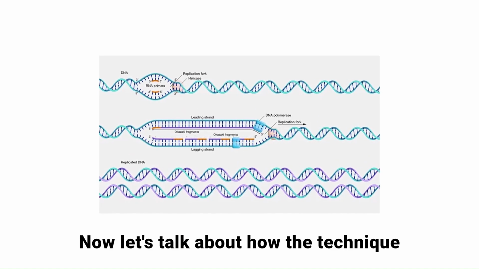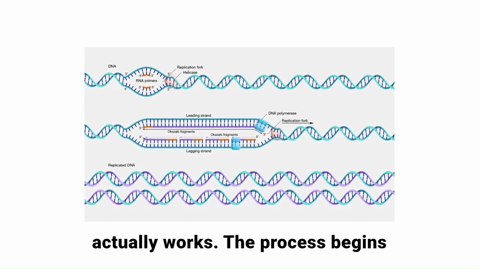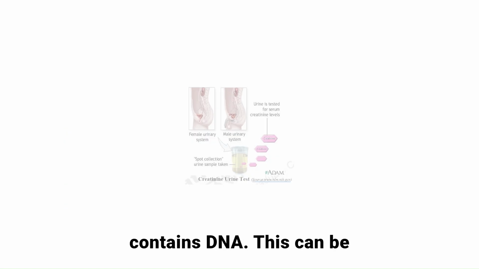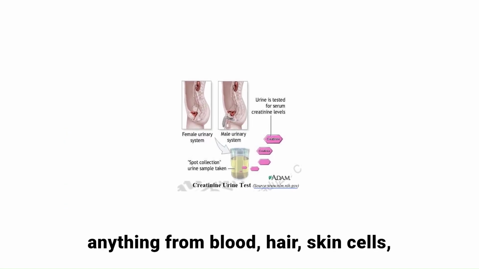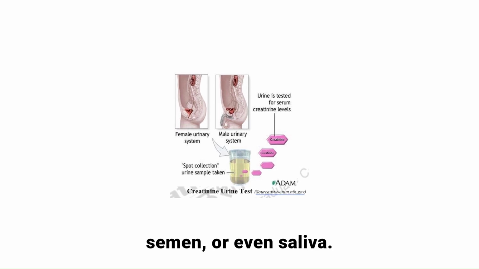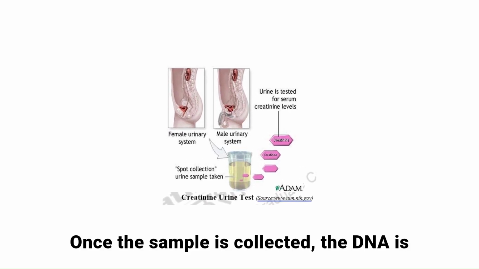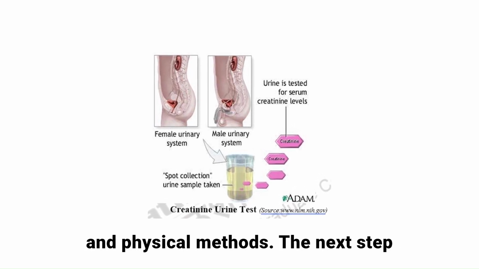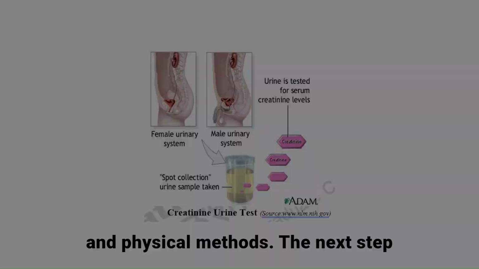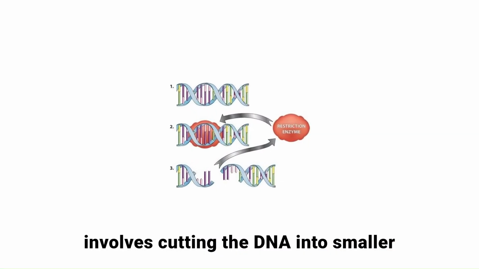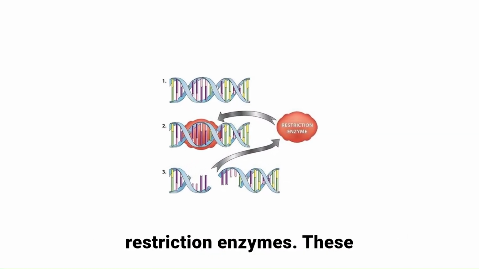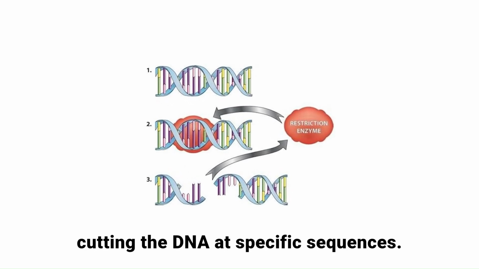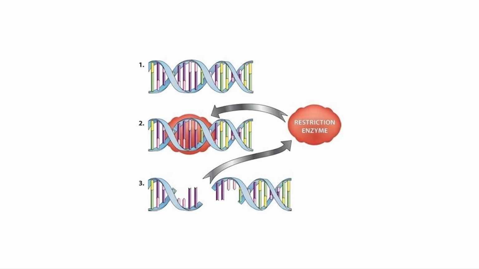Now, let's talk about how the technique actually works. The process begins by collecting a biological sample that contains DNA. This can be anything from blood, hair, skin cells, semen, or even saliva. Once the sample is collected, the DNA is extracted from the cells using chemical and physical methods. The next step involves cutting the DNA into smaller fragments using special enzymes called restriction enzymes. These enzymes act like molecular scissors, cutting the DNA at specific sequences.